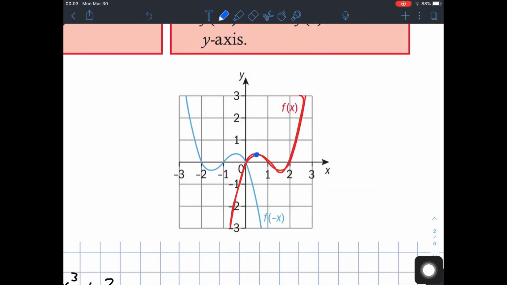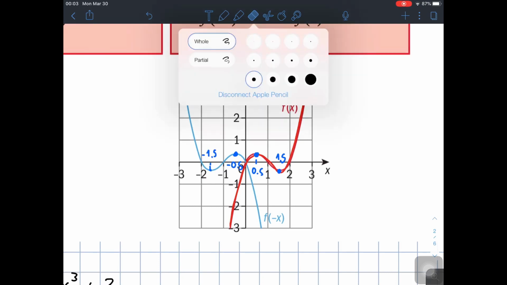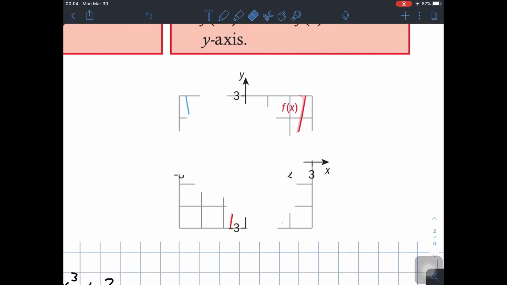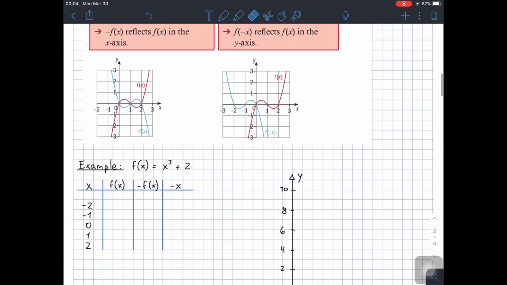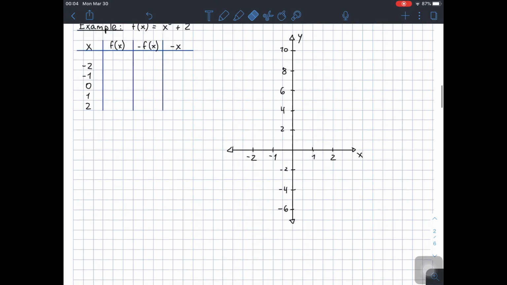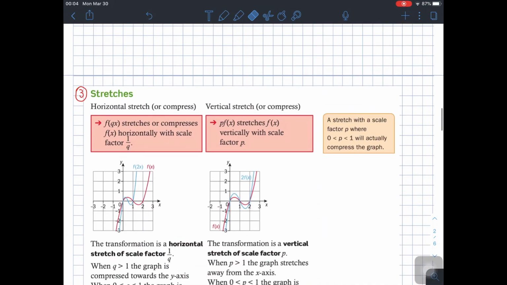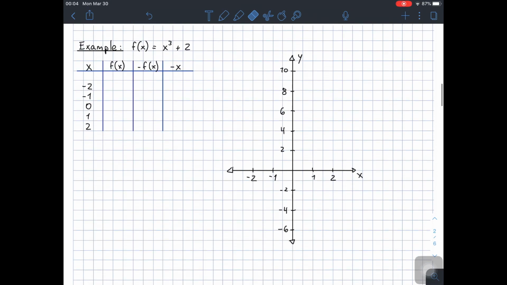So you see that, for example, this point has the same y-coordinate as this point, but it has a negative x. Let's suppose this is 0.5, this would be negative 0.5. So all of the x-coordinates change sign, okay? Here, this is 1.5 for the x, so this would be negative 1.5 for the x, and so on. That's reflection. And here's an example to see how reflection works. Before going to the third type of transformation, we're going to do a short example about this. So pay attention to this example.